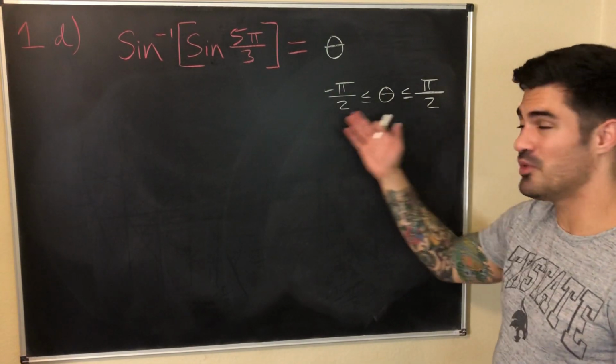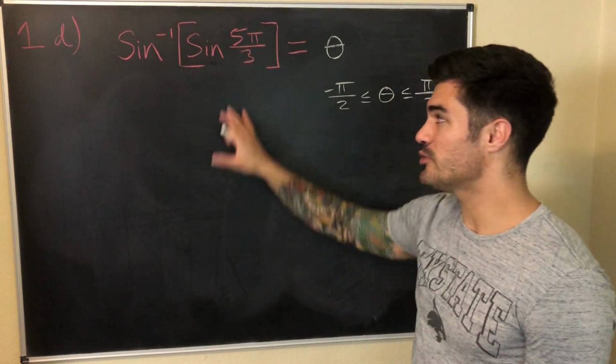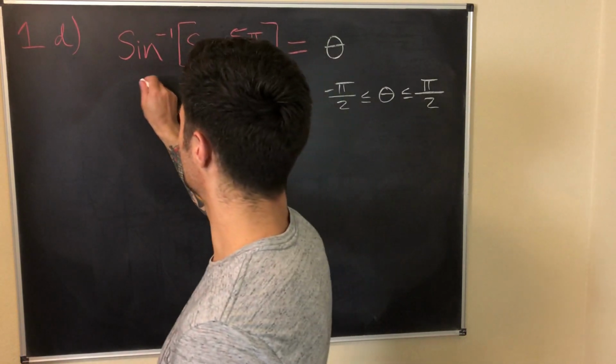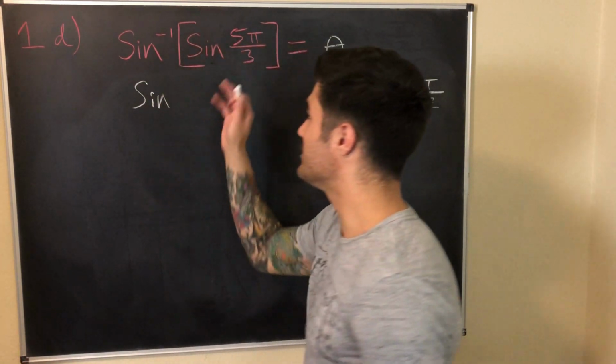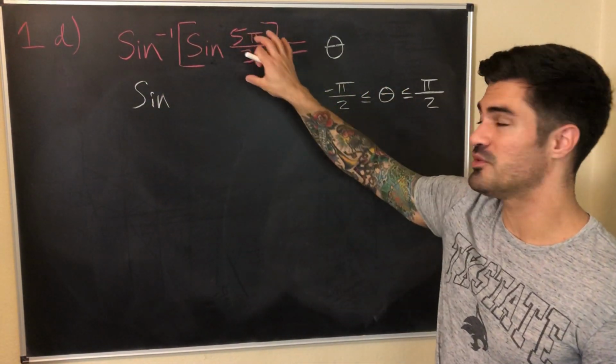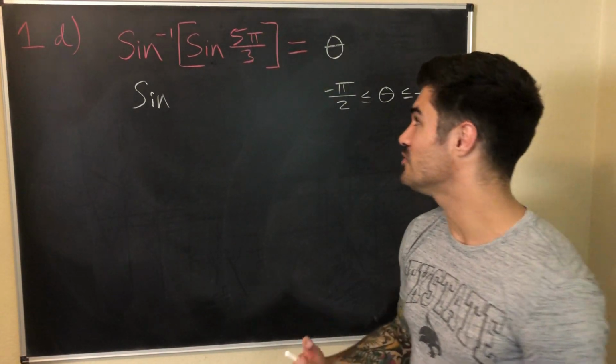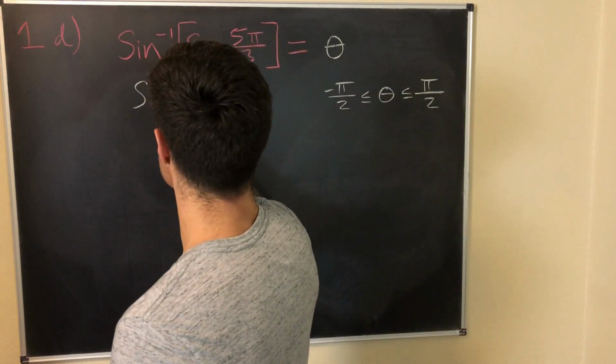Our answer has to be within this interval, right? So this is where we really do have to do a little bit of extra work. But the good thing is we know what the sine of 5 pi over 3 is. 5 pi over 3 is an angle we're familiar with. It's on the unit circle, right? So we should be able to find that, and then we can simplify this a little bit.